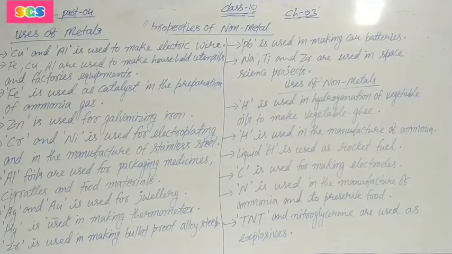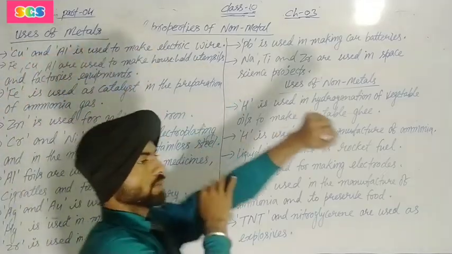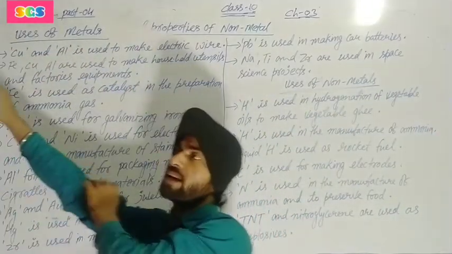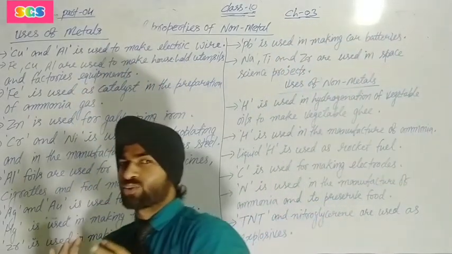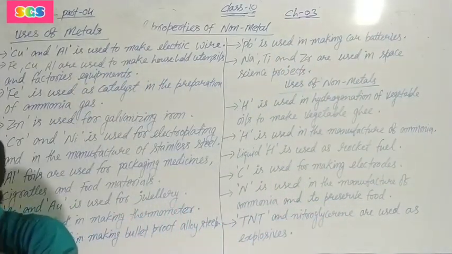So first of all, we will talk about the uses of metals. Metals like copper and aluminium are used in making wires. What wires? Which type of wires? So, electric wires.